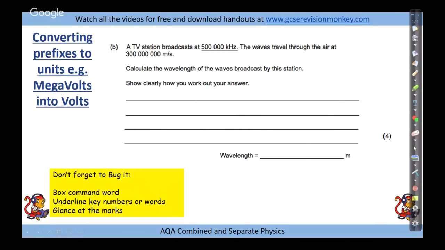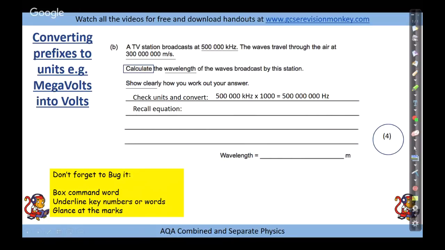Okay, so first off, don't forget to bug it, and that means box your command word, underline your key numbers or words, and glance at the number of marks over here to tell you how much you're going to need to put in. Okay, so first off, we need to check our units and we need to convert them if they're not in the right unit. So look for your banana skin straight away. Okay, we've got a banana skin, 500,000 kilohertz. Kilo, as we're going to see in a second, means times by 1,000. So really, 500,000 kilohertz is really 500 million hertz.